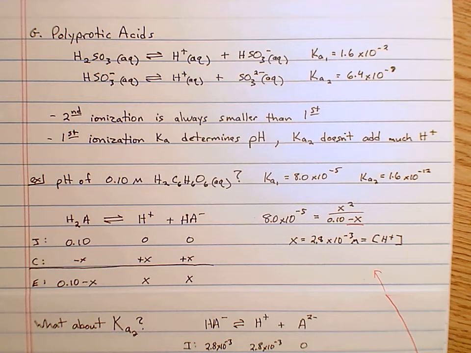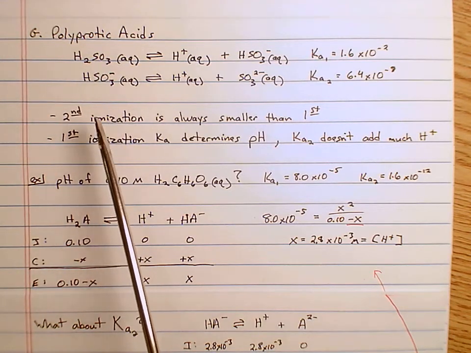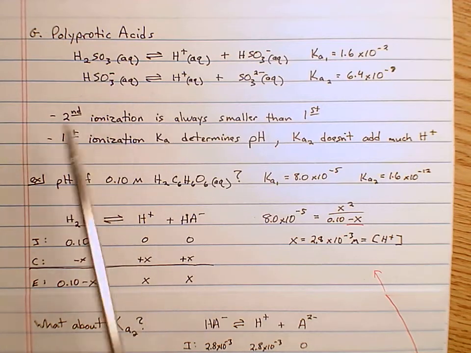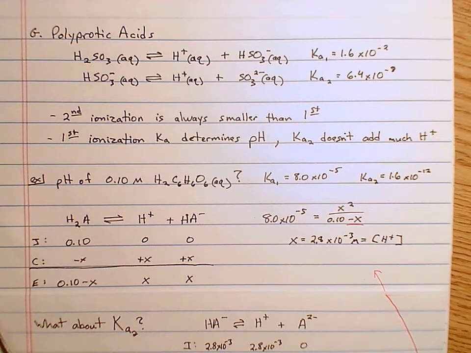Okay, now let's consider polyprotic acids. Poly meaning many, protic meaning protons, so chemistry is very easy. Polyprotic, many proton acids. These are acids, compounds that can give up more than one proton, have two or more protons that can be given into solution to create more H+, thus making the solution more acidic.